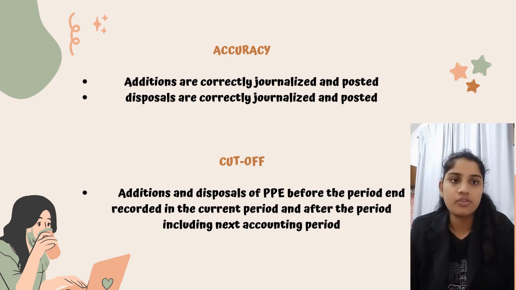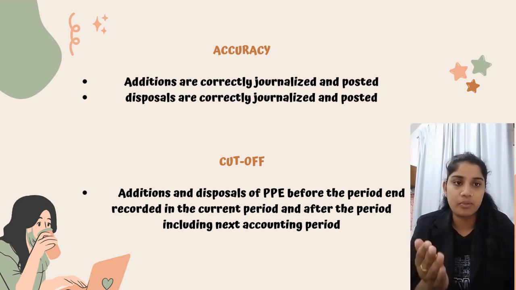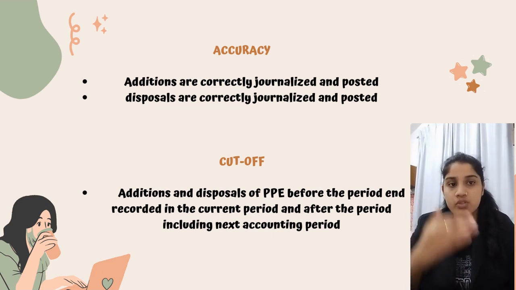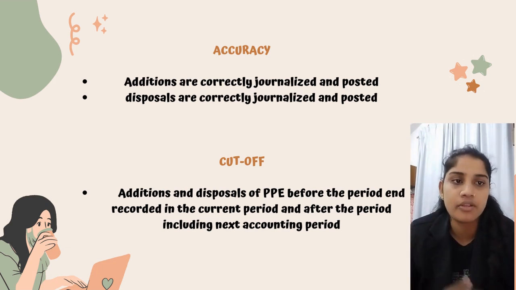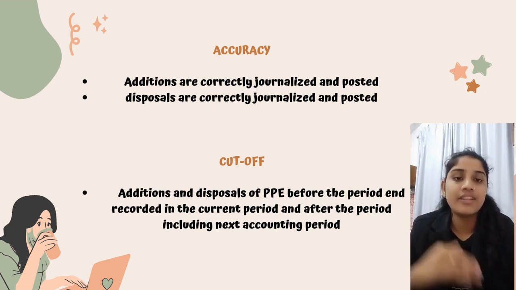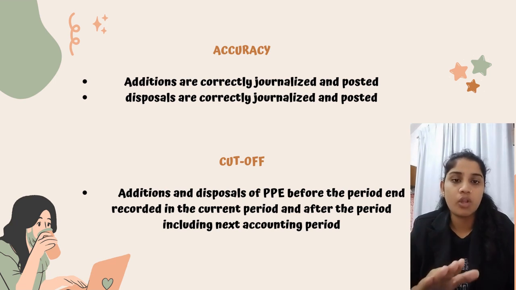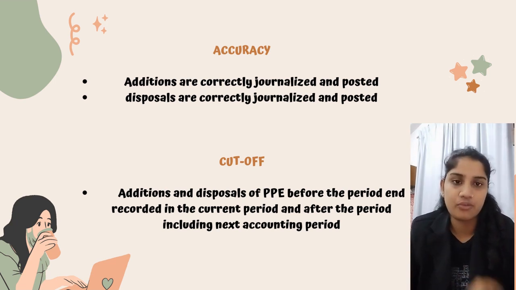Next is cutoff, which is that additions and disposals of property, plant and equipment before the period end are recorded in the current period, and after the period, including the next accounting period. So the additions and disposals before the period should be recorded in the current period, and those after the period should also be recorded, including the next accounting period. So this will all be considered under cutoff.